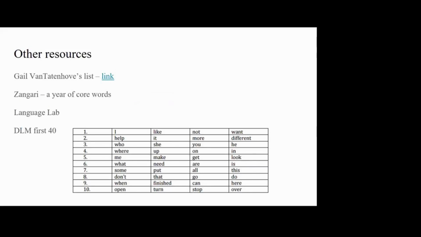Okay. All right, so other resources to take a look at. Here's the DLM First 40, Karen Erickson's list of words that are important in the school setting, in an academic setting. So it's the core words, but it's also cross-referenced with the Common Core State Standards. Okay. A couple of other places to look for great lists. Van Tatenhove has a list called the Common Words List.